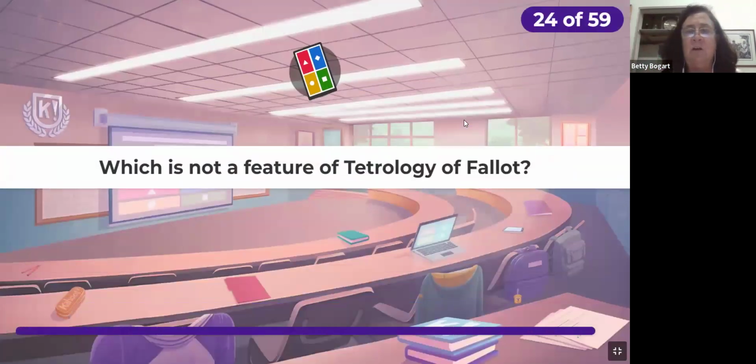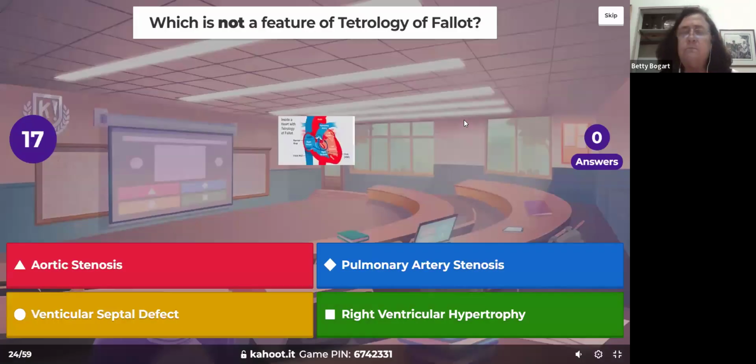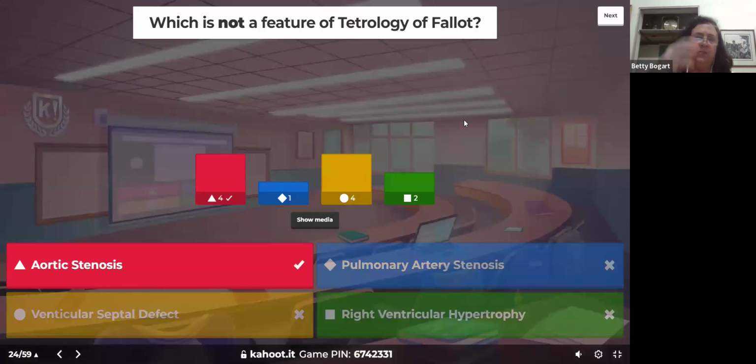So, what is not a feature of tetralogy of Fallot? Now, let me tell you, tetralogy of Fallot is a pulmonary artery that closes up and blood can't get to the lungs. So it's all right-sided stuff that works with tetralogy of Fallot. If you think that pulmonary artery is closed, kinked, and it happens suddenly, the blood coming in sort of stretches that right ventricle and goes back. There is usually a VSD in these children.